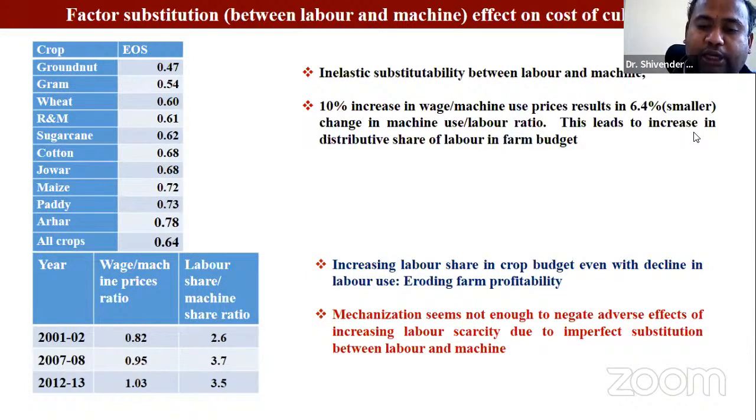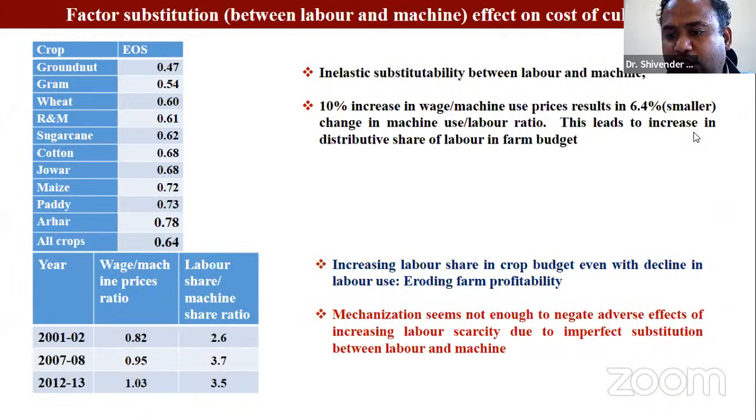Because of the inadequate pace of farm mechanization, labor scarcity is taking place, in the economic sense. In other words, we need to accelerate the pace of farm mechanization and see that we have a desirable substitution between farm machinery and labor use. So the policy implication is that we need to develop better, more affordable farm machinery.